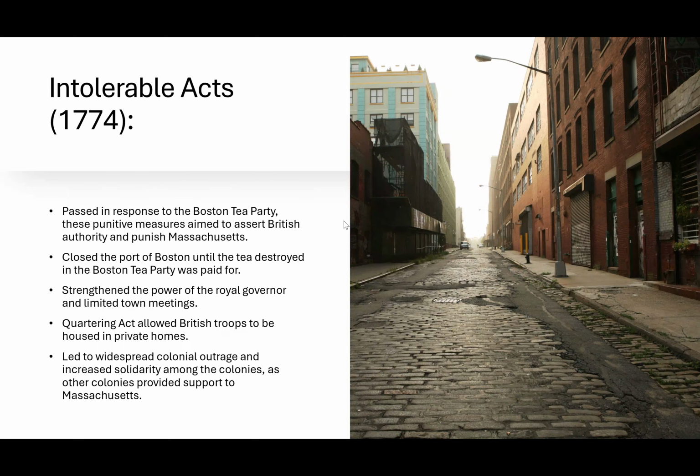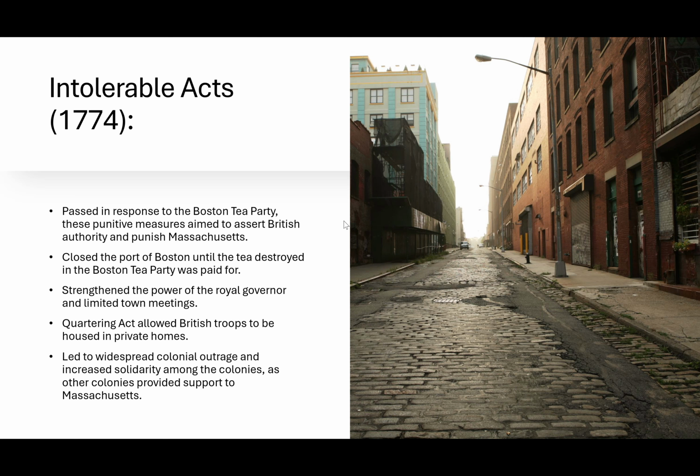Okay, so the Intolerable Acts were a response to the Boston Tea Party, right? And what we're looking at now is the fact that they closed the port of Boston until the tea destroyed in the Boston Tea Party was paid for. So they closed the harbor, and they actually sent troops into private homes using the Quartering Act as well, which was a part of the Intolerable Acts, right.